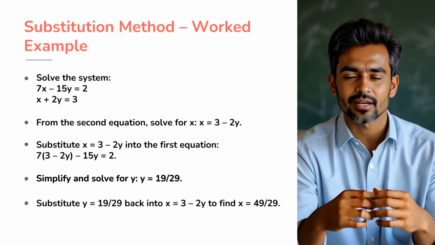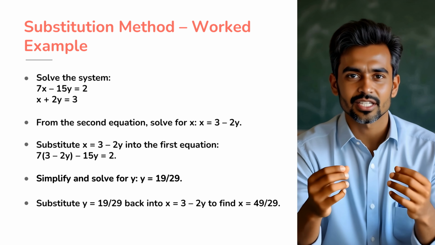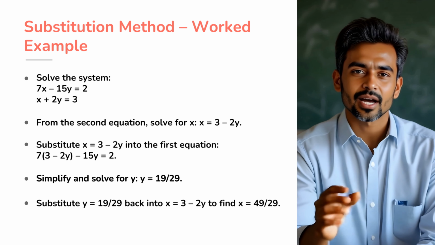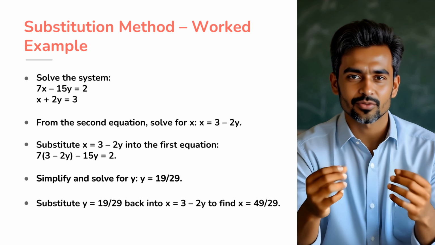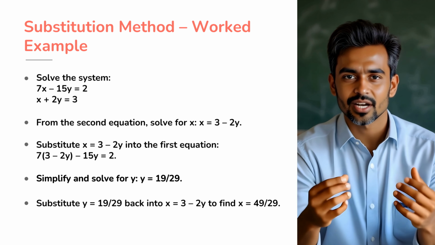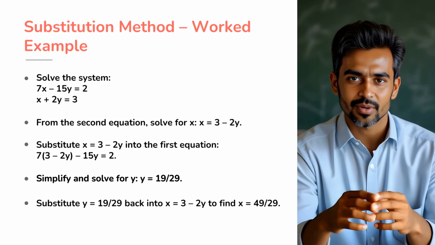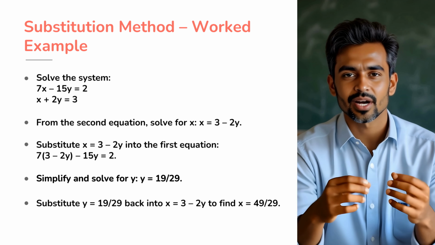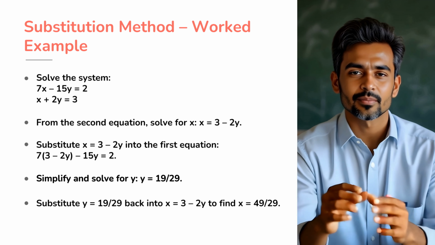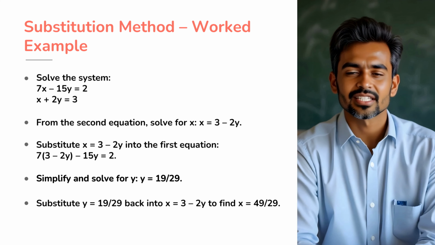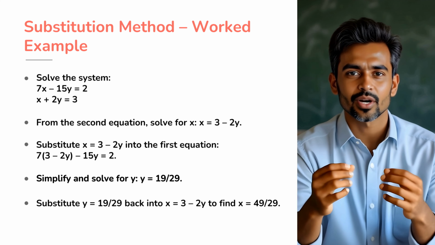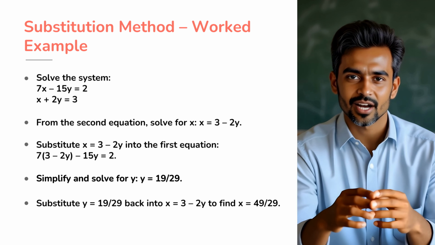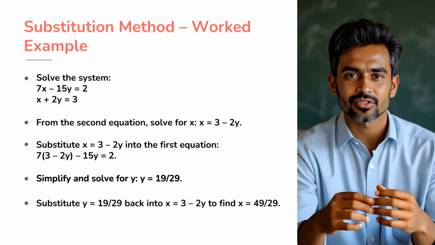Simplify and solve for y: 21 minus 14y minus 15y equals 2, minus 29y equals minus 19, y equals 19 over 29. Step 4. Now, substitute y equals 19 over 29 into x equals 3 minus 2y: x equals 3 minus 2(19 over 29), which is equal to 49 over 29. So, the solution to the system is x equals 49 over 29 and y equals 19 over 29. This method is helpful when you can easily isolate one variable in one of the equations.